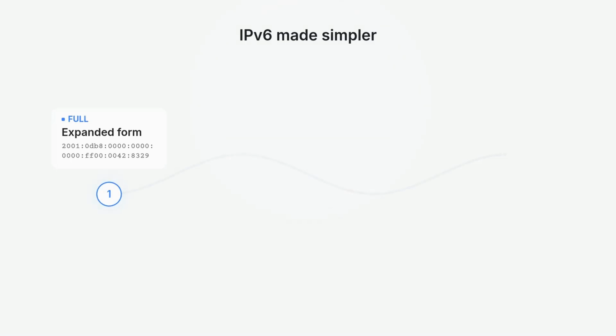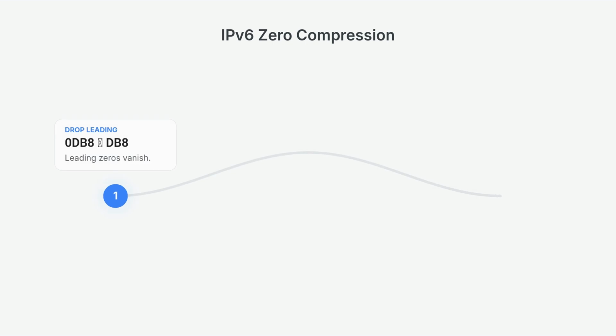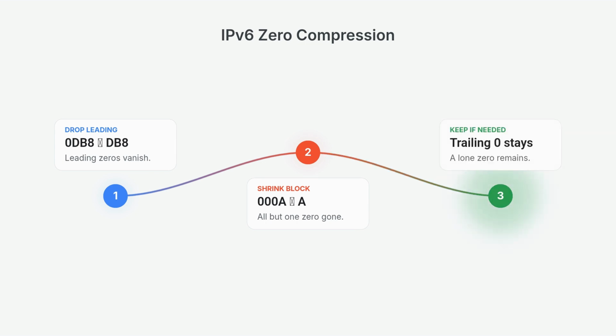One reason IPv6 gets easier fast is that we usually do not write every address in its full expanded form. The first shorthand rule is to remove leading zeros inside any hextet. So 0db8 becomes db8, and 000A becomes A. But a 0 at the end stays if it is needed. The second shorthand rule is to compress consecutive hextets that are all zeros by replacing that run with a double colon.